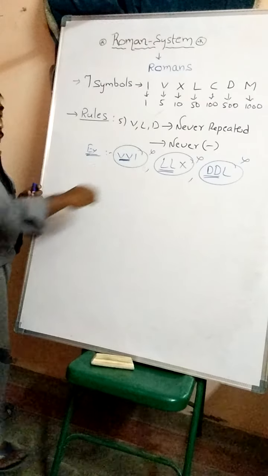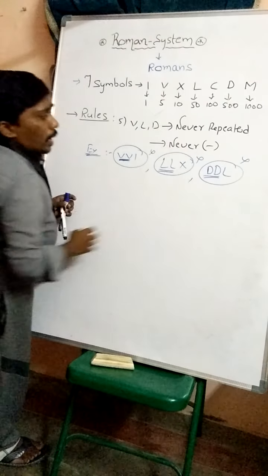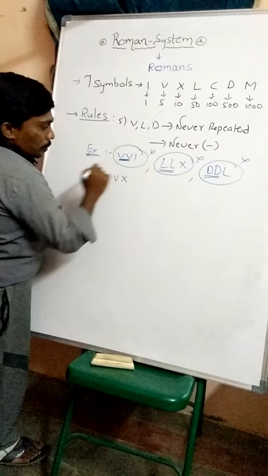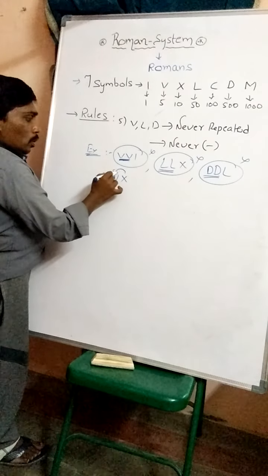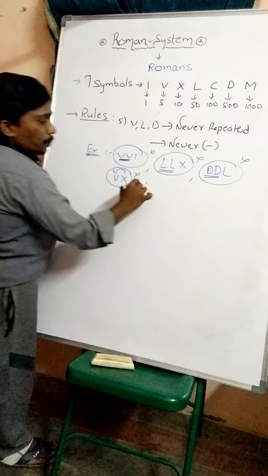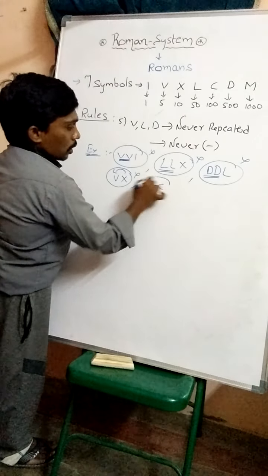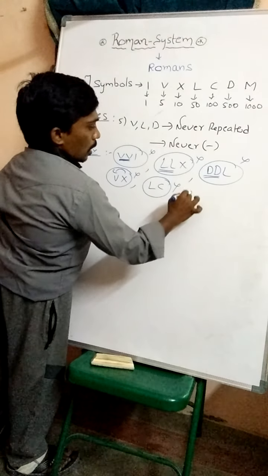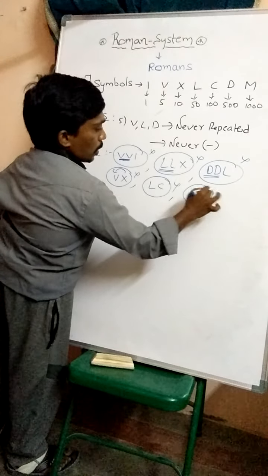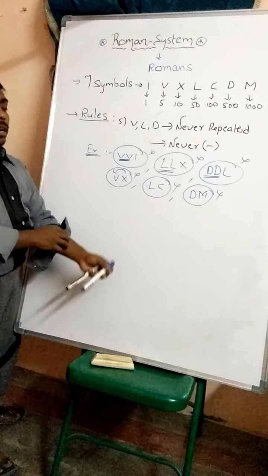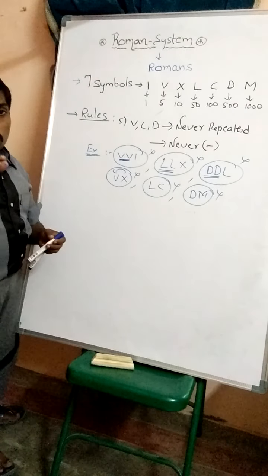Afterwards, they are never subtracted from any number. It means don't write like this. V is never subtracted, L also is never subtracted, and D also is never subtracted from any symbol. So V, L, D are never repeated and never subtracted. You should remember that.